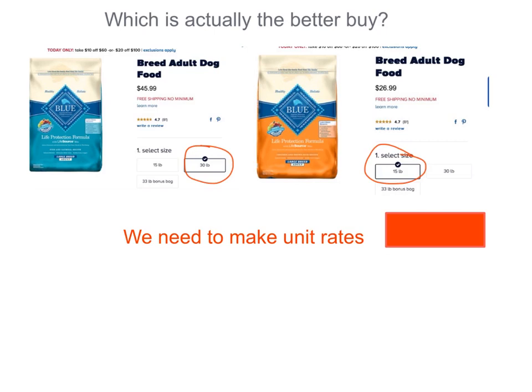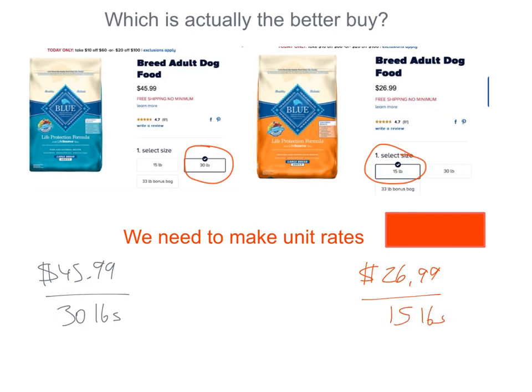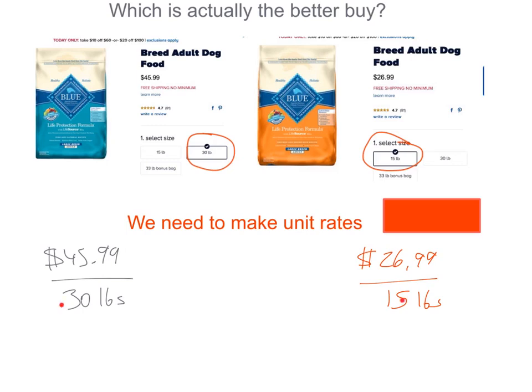If we're talking about what's a better buy, usually we say how much money is it per pound, right? In this case, it's $45.99 for 30 pounds. So the rate is 45.99 over 30 pounds. Now what about this one over here? I'm seeing the same basic information, but this one is $26.99 for 15 pounds. Can we really compare these yet? Not really, because I want to make unit rates.